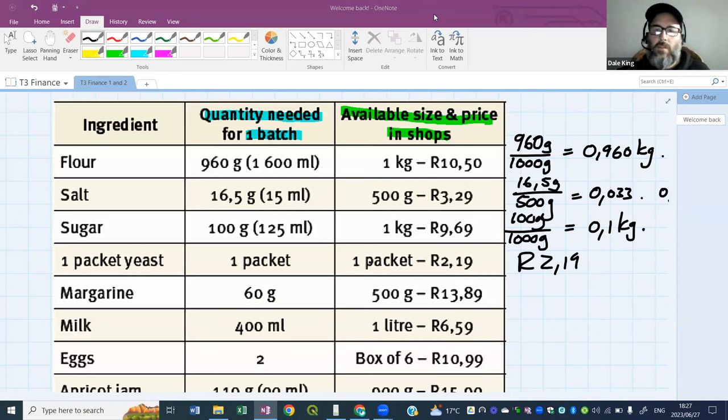Sonia is always fast. Okay, all right. So I need to know how much of 500 grams is 60 grams? So I'm going to say 60 out of... let me shrink the screen while you guys are busy calculating there.